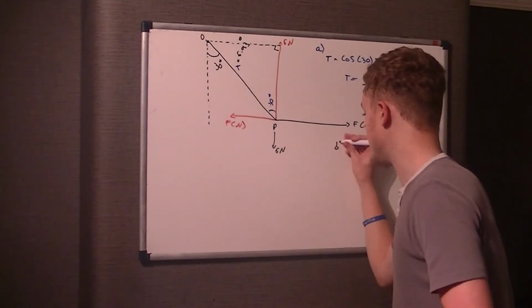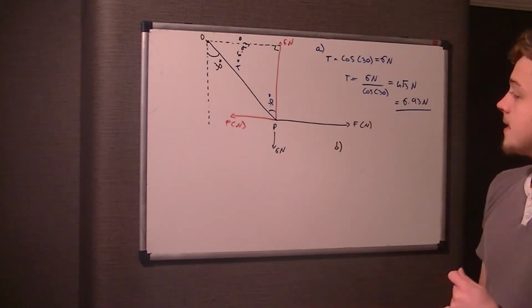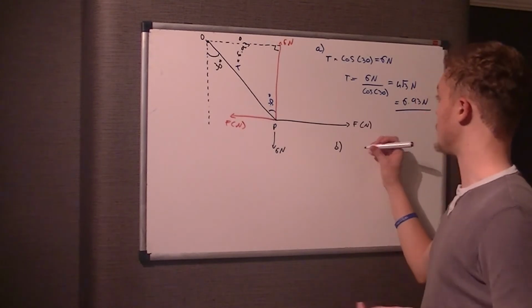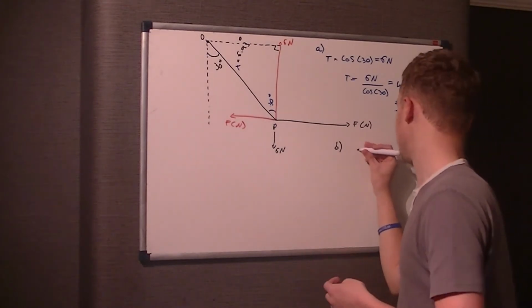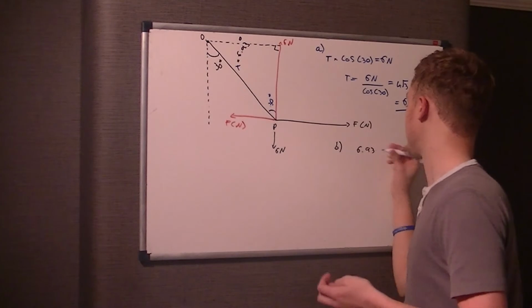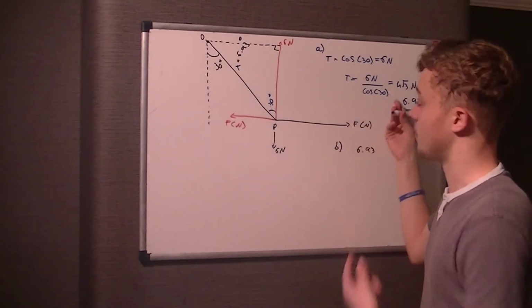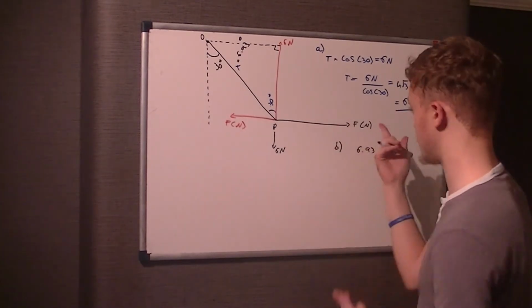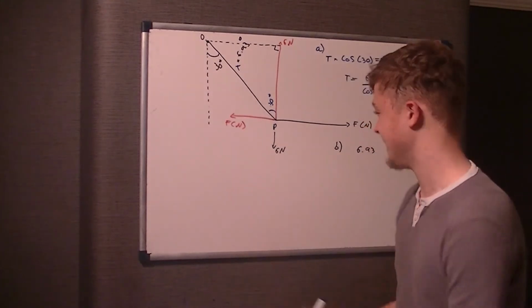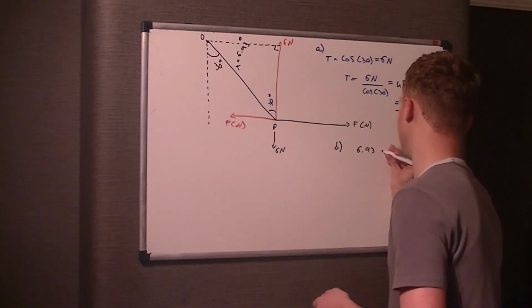So for B, instead of cos, we're going to use sine. And instead of T, we're going to put 6.93 because that's what T is. So 6.93, or you could put 4 root 3. Or you just copy your answer, because it's part B, so you're going to have the answer in your calculator. You can just be lazy and press answer times sine 30.